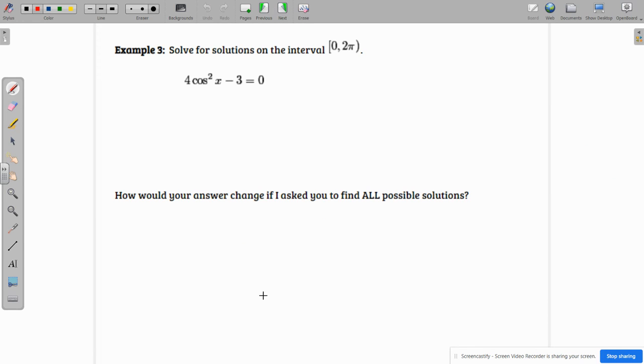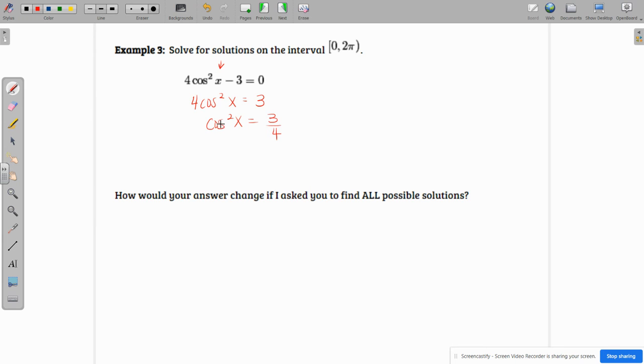Solve for solutions on the interval 0 to 2 pi. So in this case, we're trying to solve for x. So the first thing I'm going to do is add 3. So we have 4 times the cosine squared of x equals positive 3. Then we can divide both sides by 4. So cosine squared of x equals 3/4.